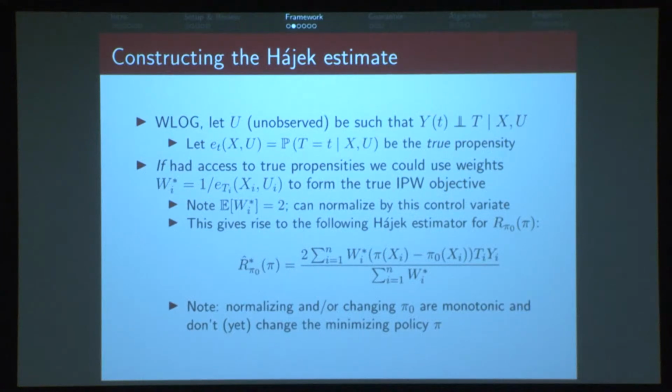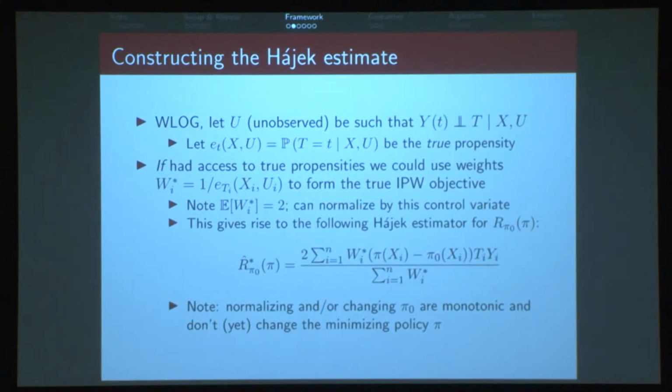We could actually go further than just forming this true IPW objective. We can note that the expectation of W star, if you work out the algebra, is always going to be 2 no matter what. So we can use this as a control variable and normalize our IPW objective by it. That would give rise to the following Hájek estimator for the regret. We took the thing we had before, put a 2 in front, and divide by the sum of weights. The reason I'm calling it a Hájek estimator is that any estimator of the form of a weighted sum divided by the sum of weights is called a Hájek estimator. So it's a Hájek estimator for the regret.